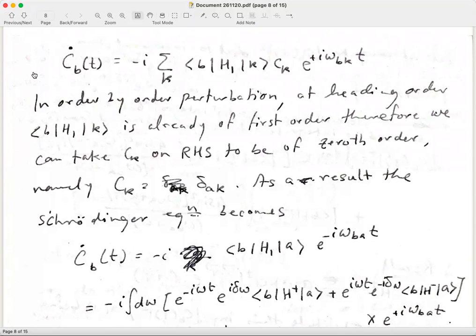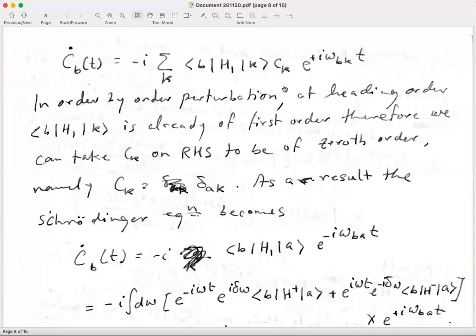Okay, let's get back to what we were talking about. We want to solve this equation order by order in perturbation, and we are looking for transitions. That means K and B are different, and therefore this matrix element is already first order in perturbation. Therefore the Ck that we get on the right hand side should be treated as a zeroth order term, the leading term. Otherwise, CB, CK would also be evolving in time dependent perturbation theory.